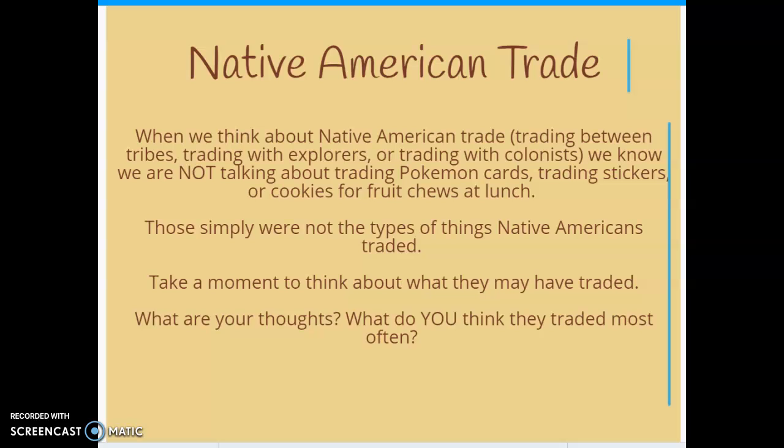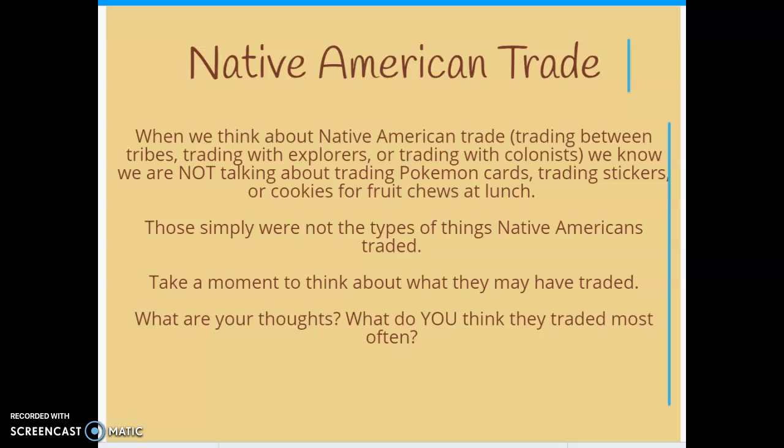Now, when I say trade, we're not talking basketball cards or Pokemon cards. That's not what they traded. Typically, if I'm trading something, I might trade a video game to my friend. He gives me a video game that I've been wanting to play, I give him one that he wants to play, and we probably end up giving it back to each other in the end anyway. And it's not really a cash-like transaction.